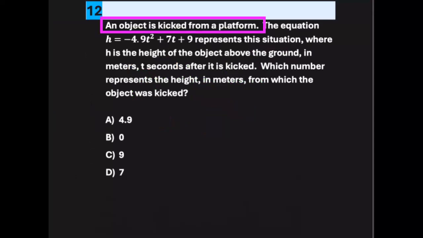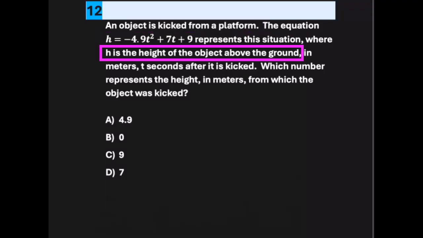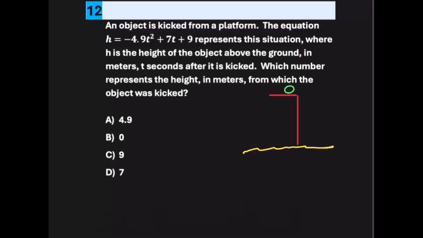Question 12. An object is kicked from a platform. This equation represents this situation where h is the height of the object above the ground. Let's draw a quick diagram. We have an object on top of this platform, and when the object is kicked from the platform, it takes this trajectory, and the time of the flight is t in seconds. And the question here asks which number represents the height from which the object was kicked. Okay, the question asks this height above the ground from here to here.